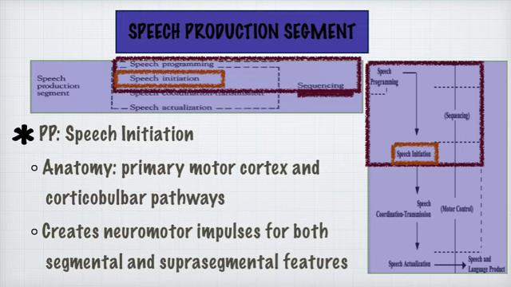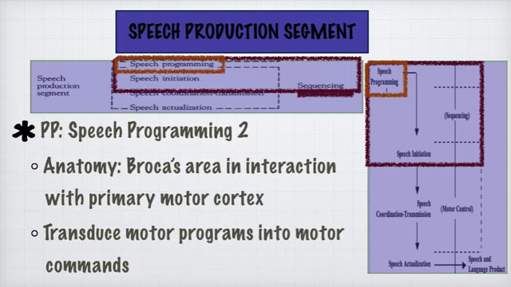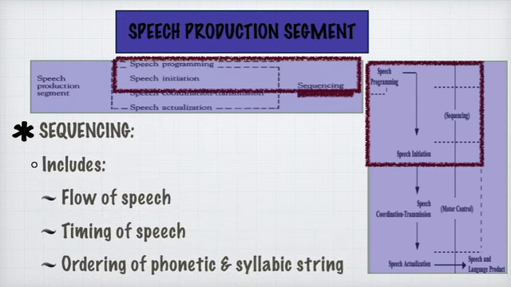And then, it also involves speech initiation. The anatomy of this is the primary motor cortex and corticobulbar pathways. It creates neuromotor impulses for both the segmental and suprasegmental features. So, kind of sequencing in this part, no? Trying to translate the motor program into actual commands. So you would see a breakdown in sequencing when the person cannot sequence their words properly.